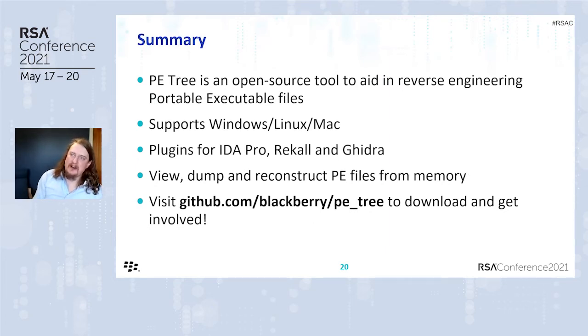So yeah, a quick final summary of everything we've just gone over. PE-Tree is an open source tool for reverse engineering, or aiding in the reverse engineering of, PE files. It runs on Windows, Linux, and Mac, which is rather handy. Plugins for IDA Pro, Rekall, and Ghidra, with Volatility and minidumps coming fairly soon. We can view, explore, dump, and reconstruct imports in PE files. It's up there on GitHub for everyone to enjoy and contribute.